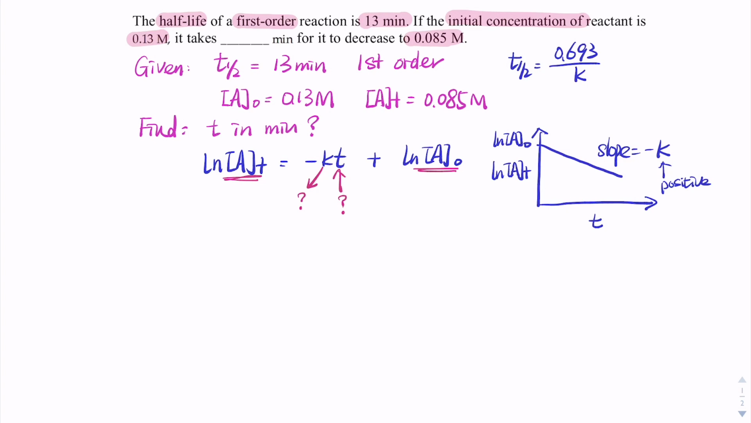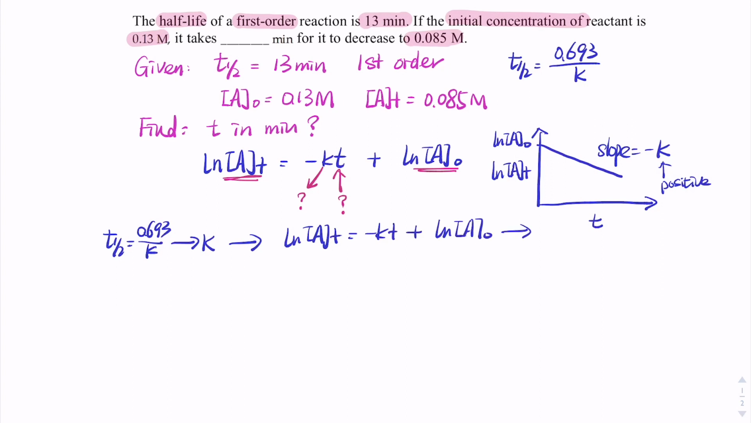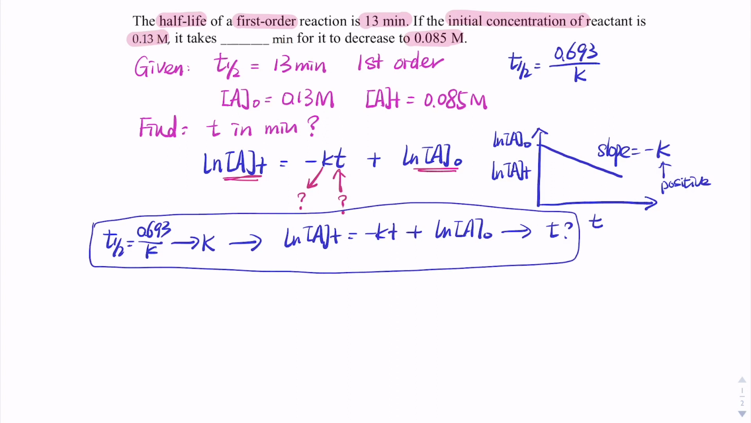Okay, so that's the plan. The plan is we're going to get k first, from the half-life for the first order reaction. Then from k we're going to use the integrated rate law, because we know everything else. From there we can calculate t. Okay, so this is the plan. Now let's go for it.